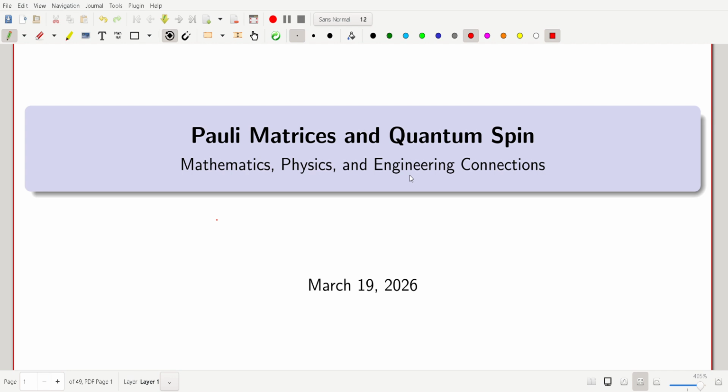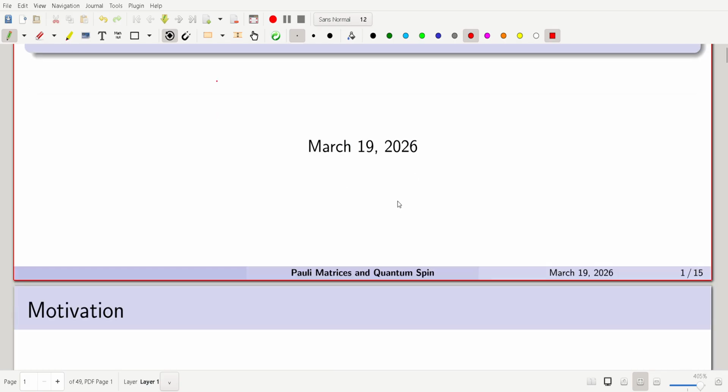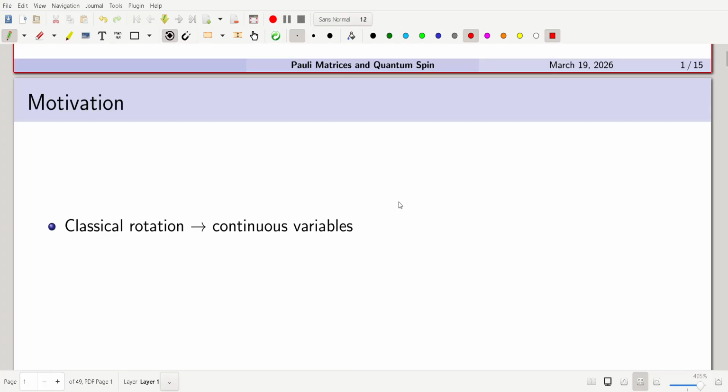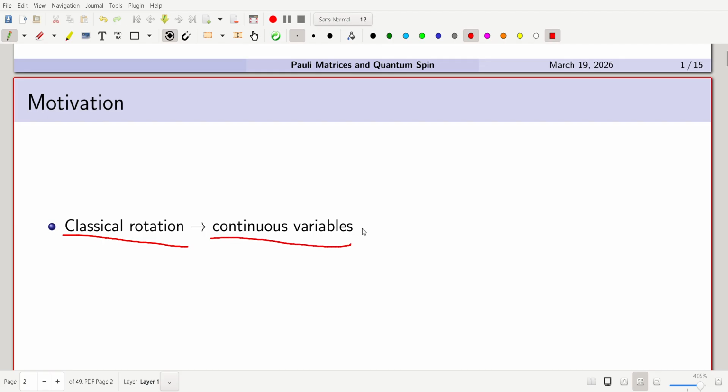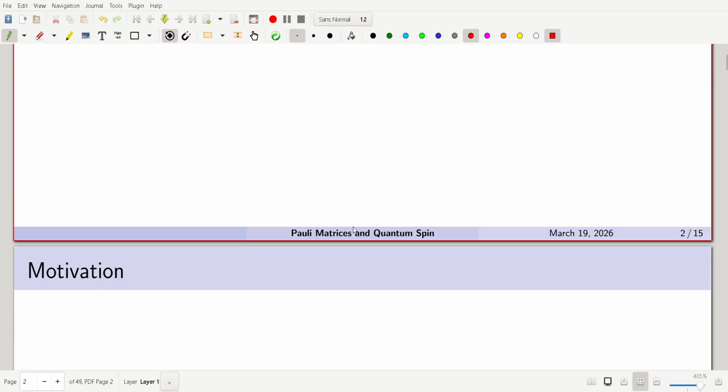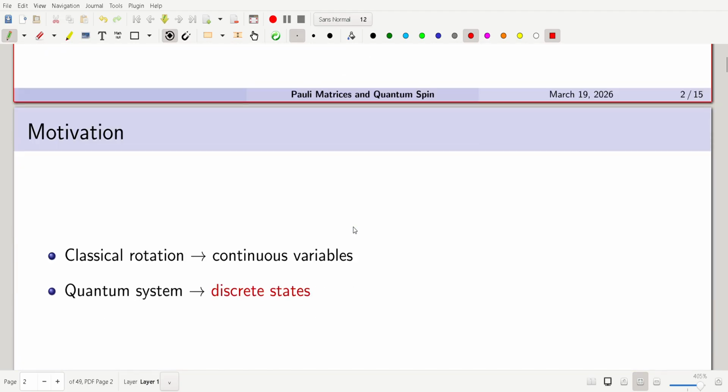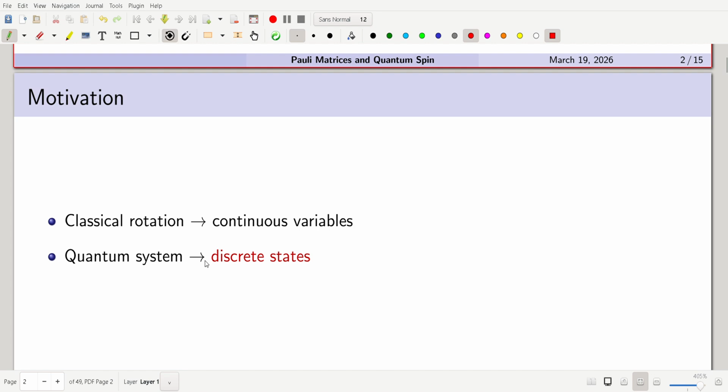Pauli matrices in quantum mechanics are highly useful in engineering fields, mathematics and physics. Let us look at the main application of this matrix. Classical rotation is generally used for continuous variables, while in quantum systems we focus on discrete states.